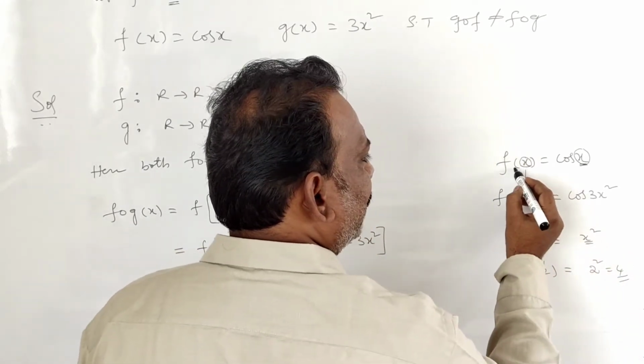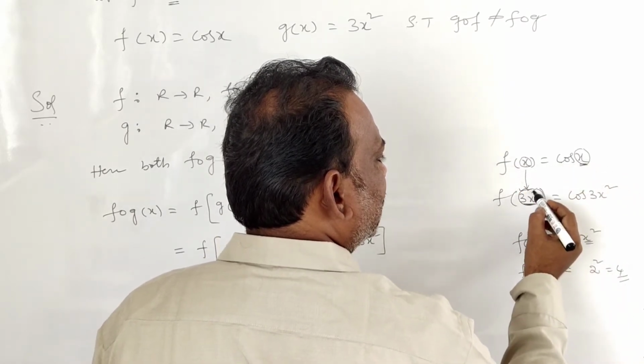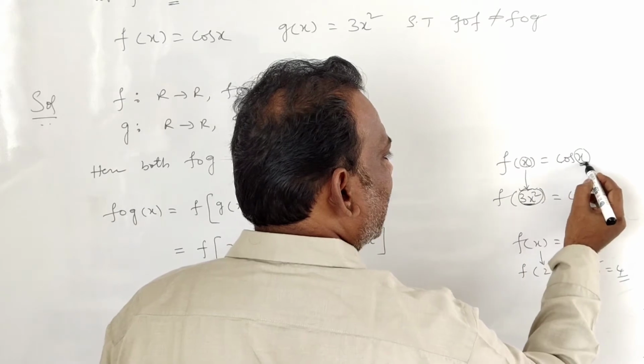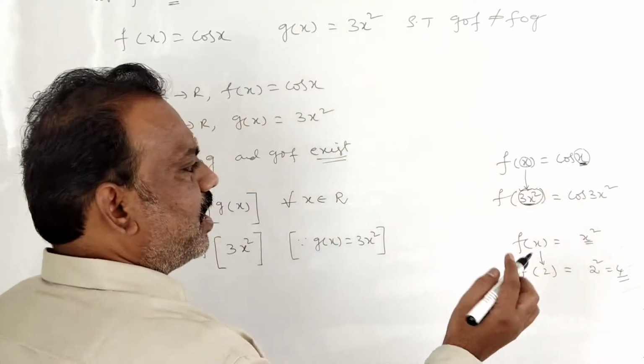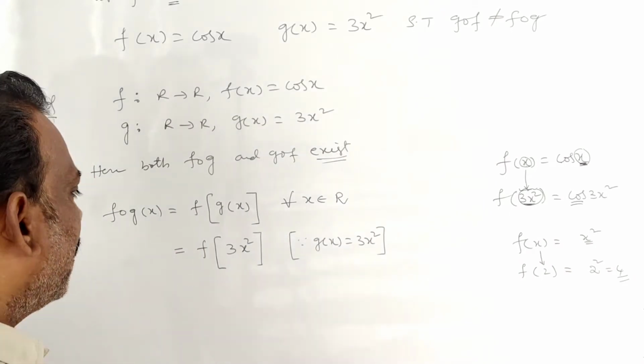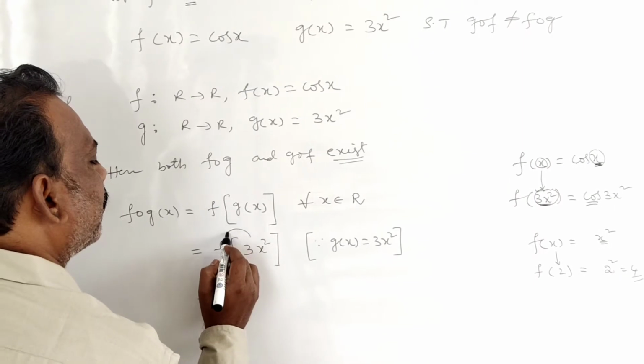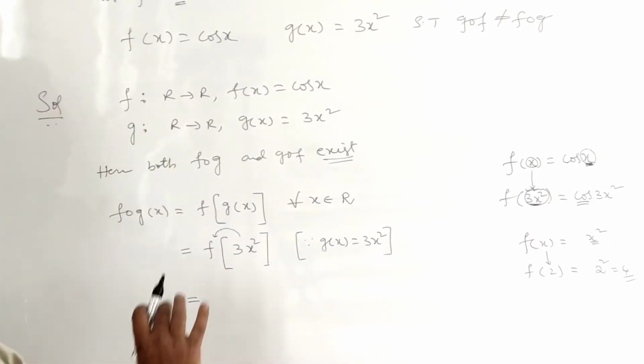So here also it is the same. In x's place we have cos x. Now in x's place we have 3x square. So replace x with 3x square. Cos will be the same. Understood, students? This is an easy step.